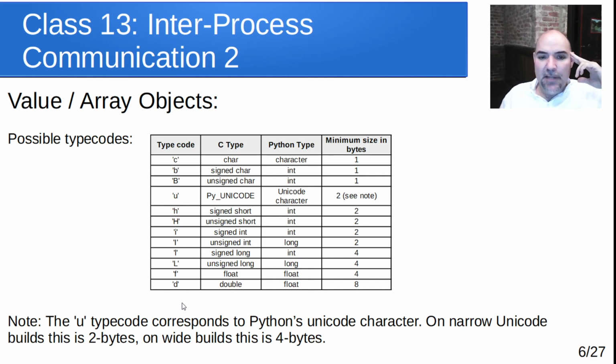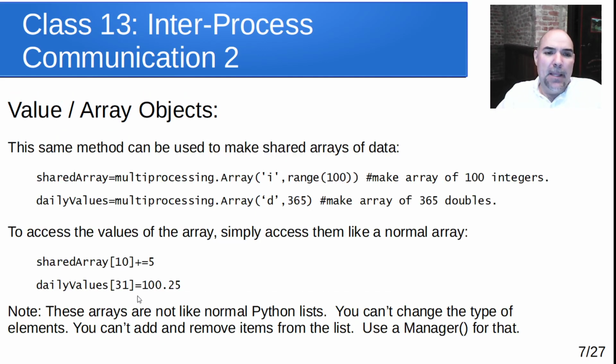That could be 2 bytes or could be 4 bytes depending on what kind of build that you're on for Python. But anyway, note that there's a whole host of these things that we can actually create of this value type. Now, those single value variables can then be shared across those multiple processes. One will update it. It'll automatically then be updated in the other process as if it were a shared variable.